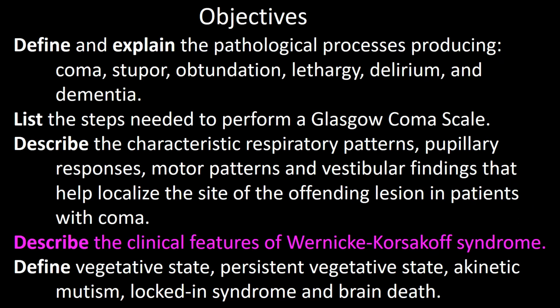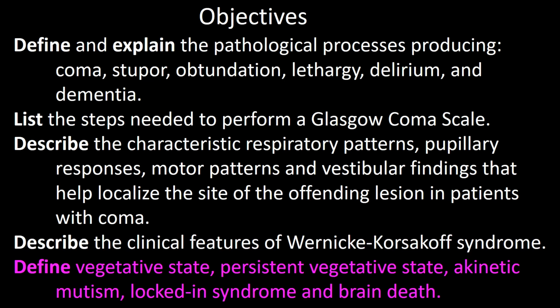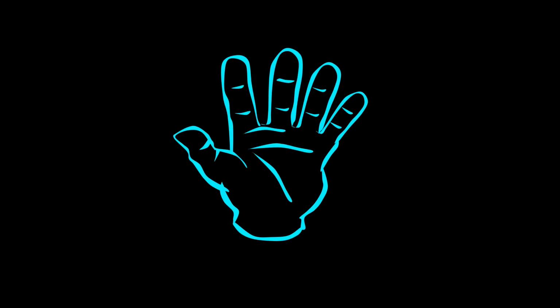Having completed this item, we will jump into the last item: the definition of 5 terms often used in neurology. The first term is vegetative state.